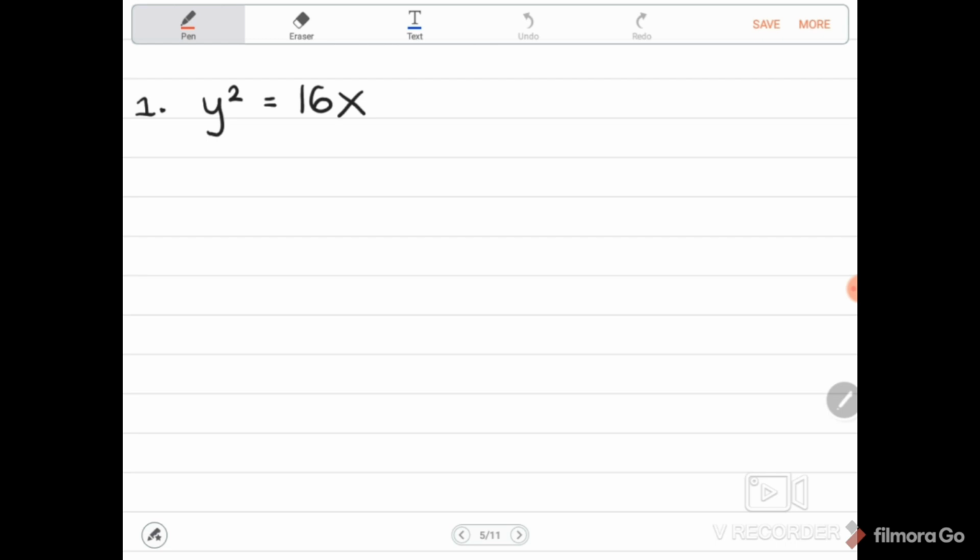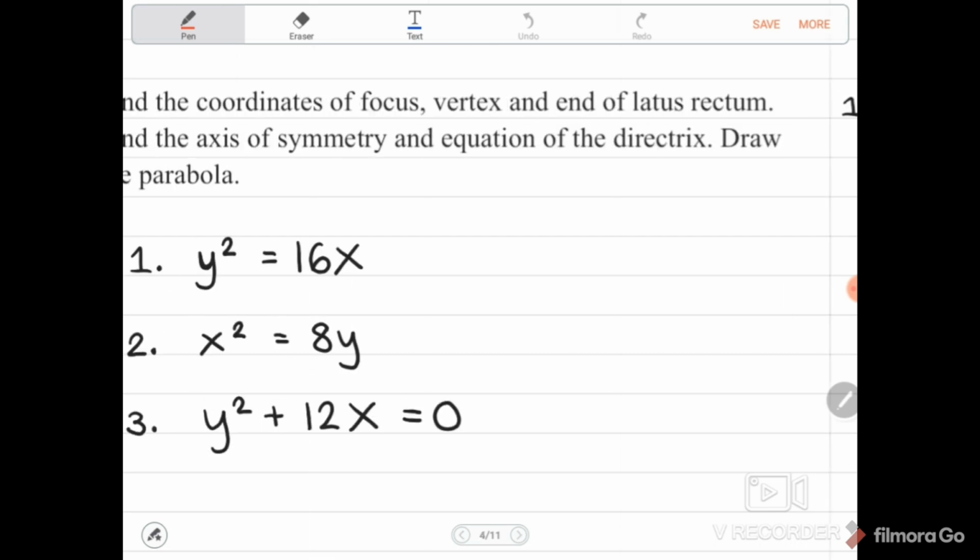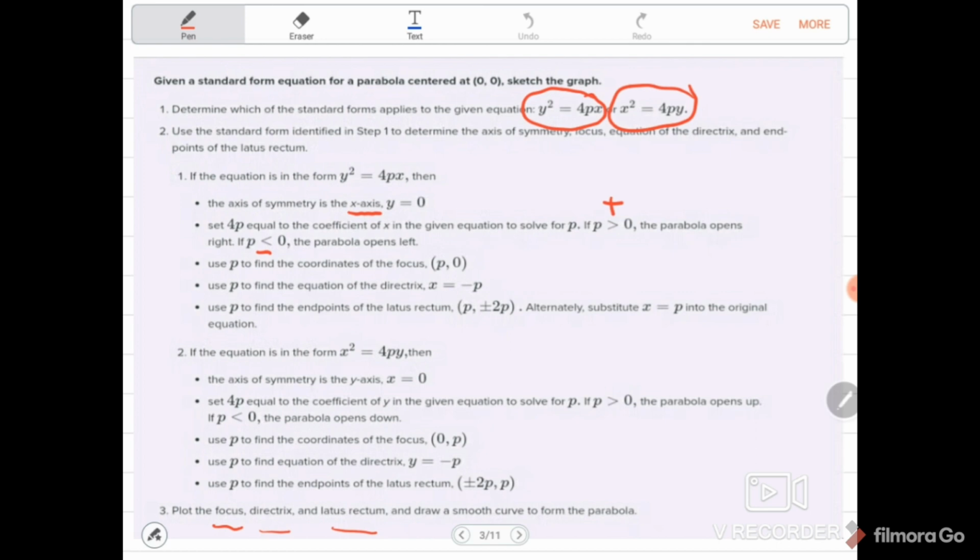Paano nga ba ang una natin gagawin? So, kailangan alam natin kung nasaan ang opening niya. Kung left ba siya, right, up, or down. So, paano ba malalaman yan? Balik tayo dito. Ayan. Ito ang number 1 palatandaan natin dyan. Tandaan nyo yan. Kapag y ang naka-squared, ang opening lang natin dyan, it's either left or right. Paano nga ba natin malalaman kung left or right?